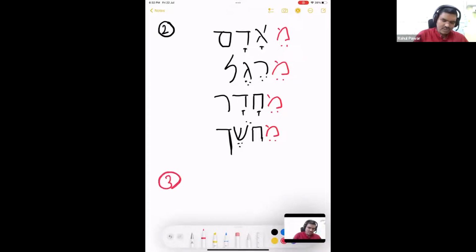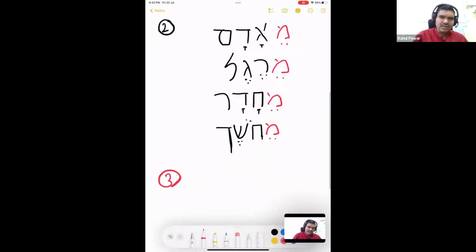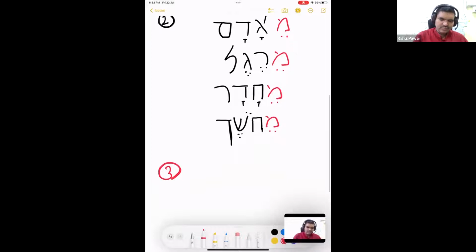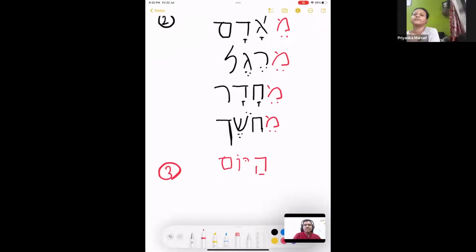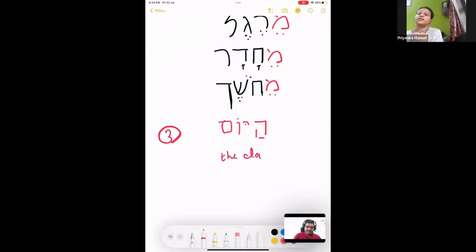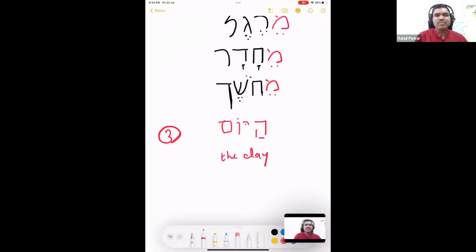There is one more rule. Now tell me, same example I will take. If there is hayom, what is the meaning of hayom? The day. No, hayom, it is article. What day? The day. If I want to say from the day, I want to attach min preposition.